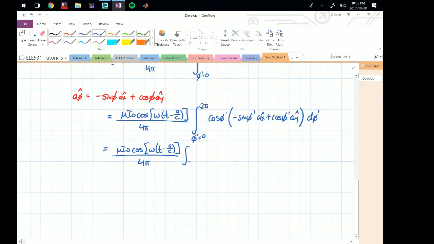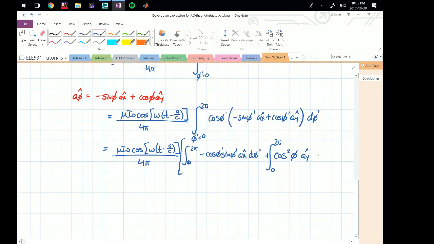So this is going to be 0 to 2 pi, and this is going to be minus cos phi sine phi prime a_x d phi prime. Sorry, that's not a unit vector, that's prime. Plus, let's break it into two different terms. It's easier, at least for me. I find it always easier to decompose things into as many terms as possible when integrating.